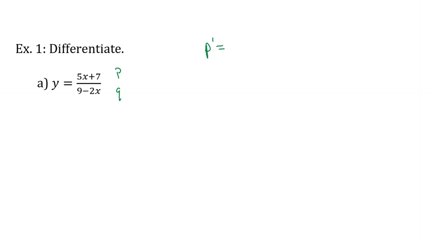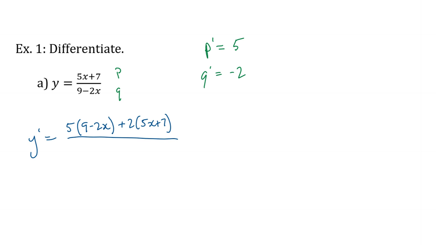So what's the derivative of p? What's the derivative of the top? Just 5. And the derivative of the bottom? -2. Very good. So y prime is the derivative of the top times the bottom minus the derivative of the bottom times the top over the bottom squared.